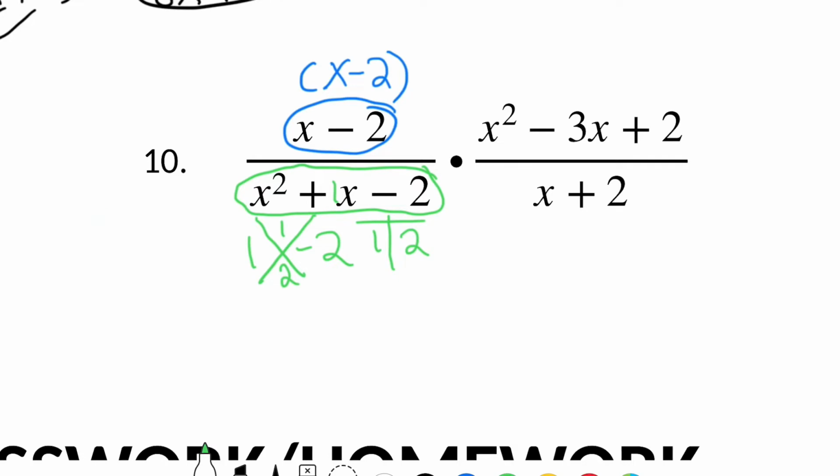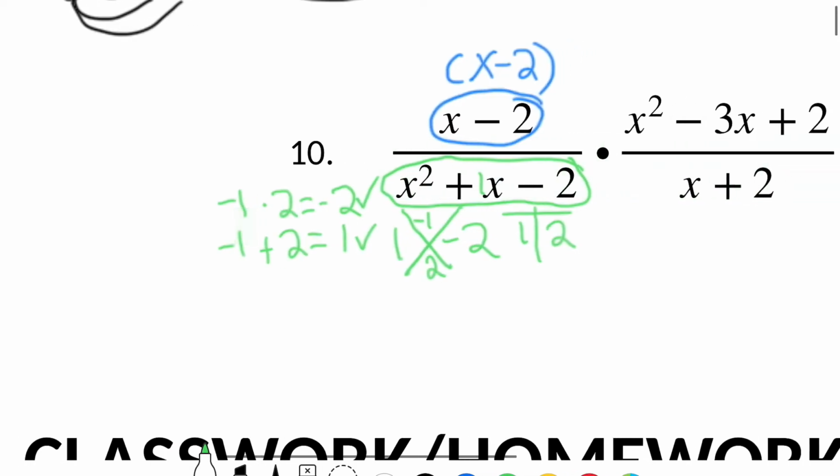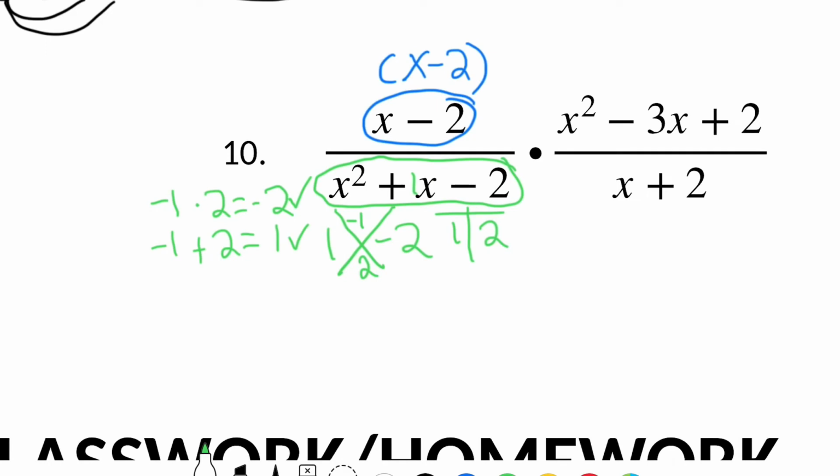We always have to make sure, though, that we don't need to make one of them negative or both of them negative. 1 times 2, and I want negative 2. 1 plus 2 to give me 1. Which one needs to be negative to get positive 1? The 1. The 1 needs to be negative to make this true. So if the 1 is negative, negative 1 times 2 gives me negative 2. That is now true. So that means the denominator of the first fraction becomes x minus 1 times x plus 2.